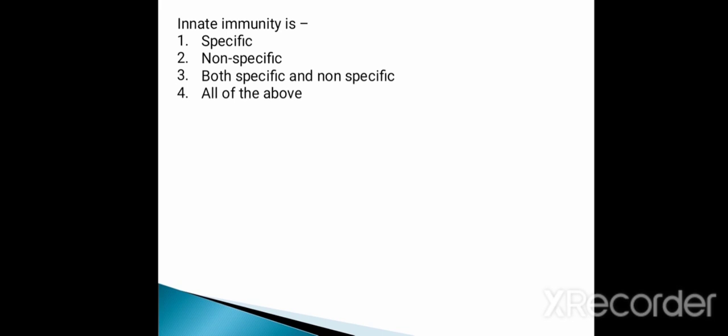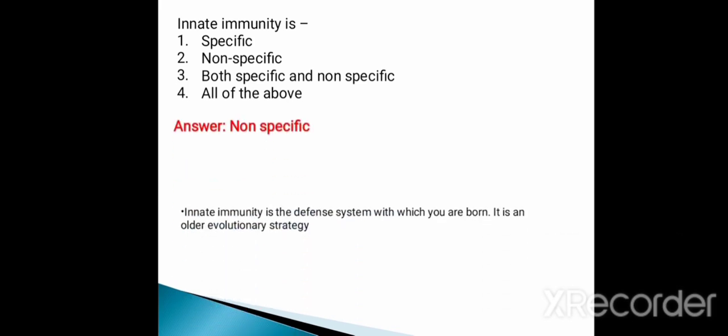Next question. Innate immunity is: option 1, specific; option 2, non-specific; option 3, both specific and non-specific; and option 4, all of the above. The correct answer is non-specific.